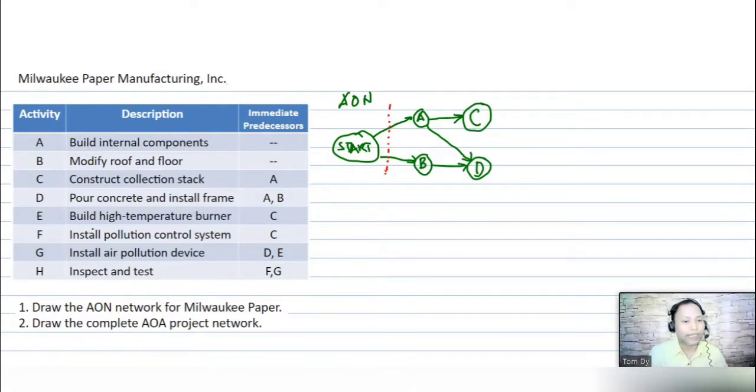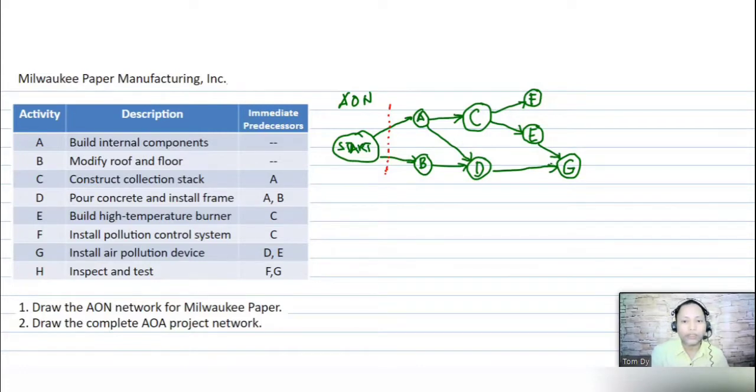And then next is E, that is after C. So I will draw here E after C. Same with F, that is after C. So I will draw here F after C, with an arrow connecting to E and F. Then next to that is G, which is after D and E. So I will draw here G, and then I will connect here E and D.